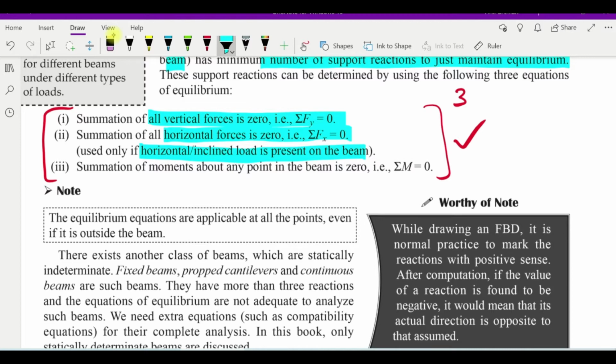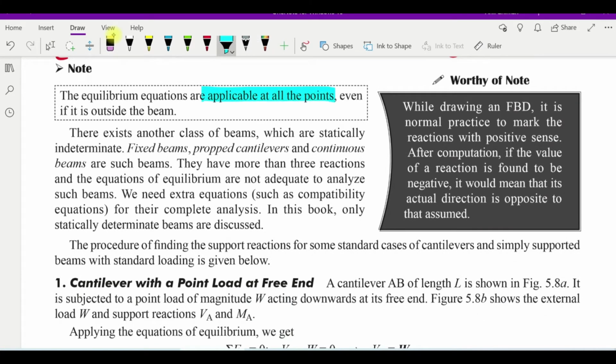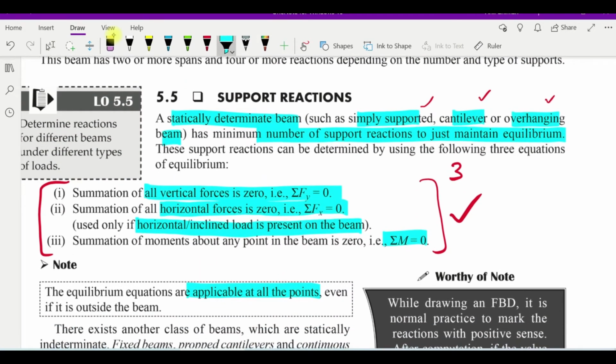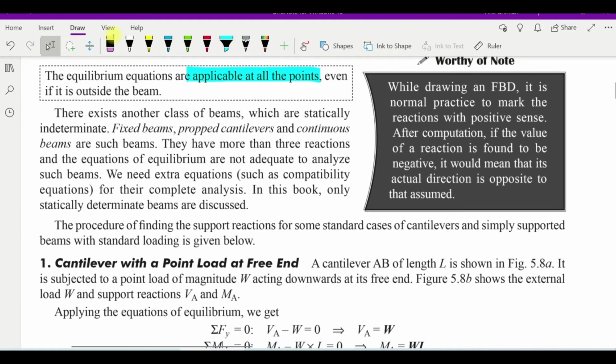And the third equilibrium equation is summation of moments about any point in the beam equal to 0. This equation is also used to find out any remaining unknown. These equilibrium equations are applicable at all the points of the beam, even outside or inside of the beam. So statically determinate beams are, as we have discussed just now, simply supported, cantilever, and overhanging beams. The support reactions of these beams can be calculated by using these three equations of equilibrium, which can be easily understood by using some examples, which will be taken in a while.